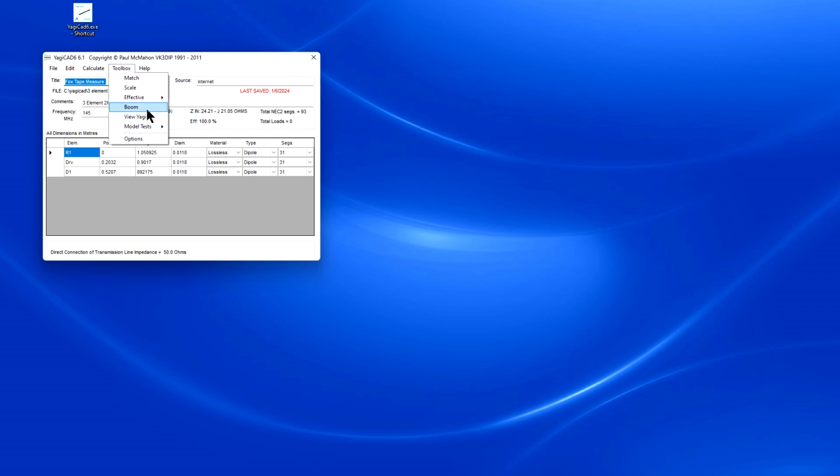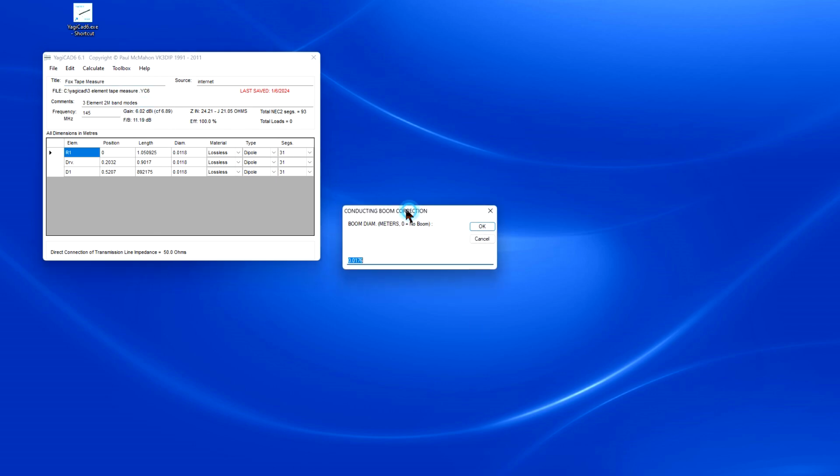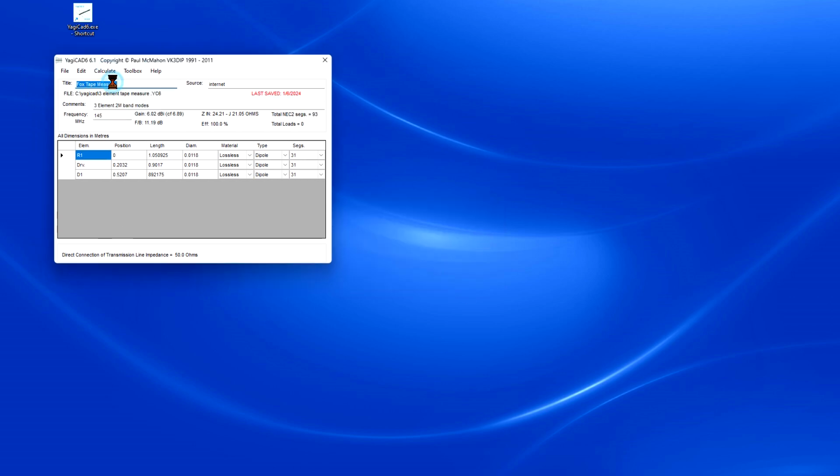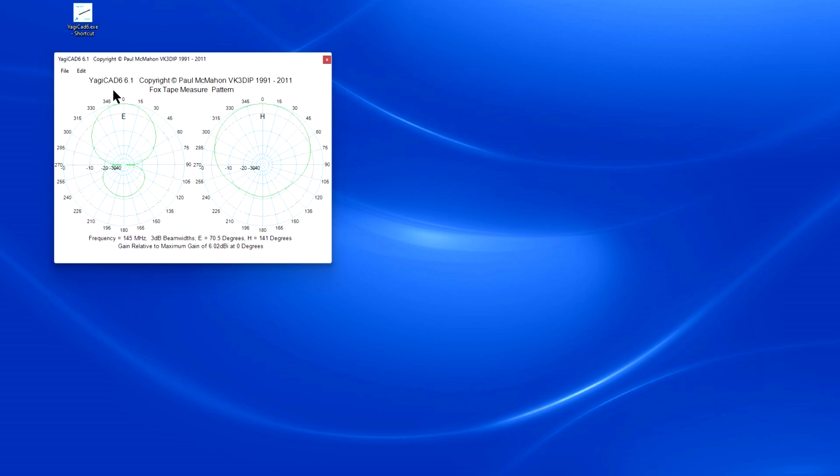You have to go in and set the boom. In the case of the tape measure Yagi, the boom is zero, and the reason is there's no conductivity of that PVC, so we can consider it to not be an effect. Based on that, we can do basic calculations, and we come up with a gain of 6.02 dBi, a front-to-back ratio of 11.19 dB, and we can go in and say, okay, let's look at what the pattern would look like.